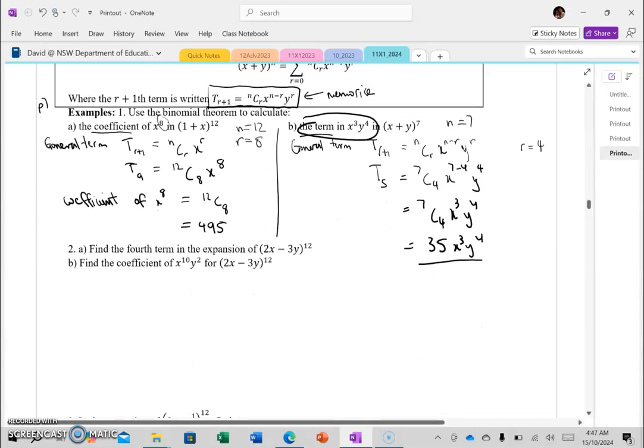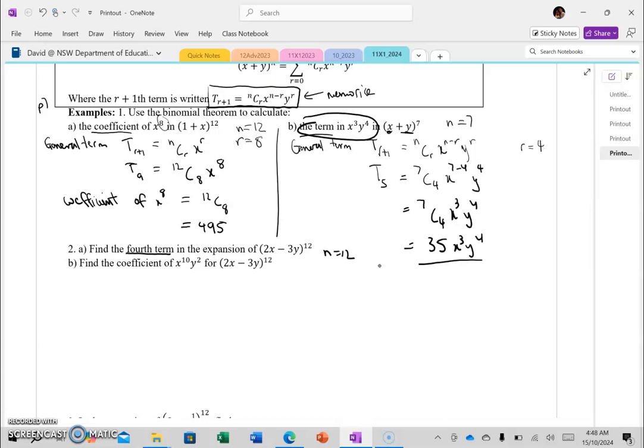Okay, let's do one where we substitute things in. So it's not just going to be x and y, it's going to be something different. So we've got (2x minus 3y) to the power of 12. First thing I notice is that n is 12. I'm going to replace the x in the rule by 2x and the y by negative 3y. Now the fourth term, so that's t4.